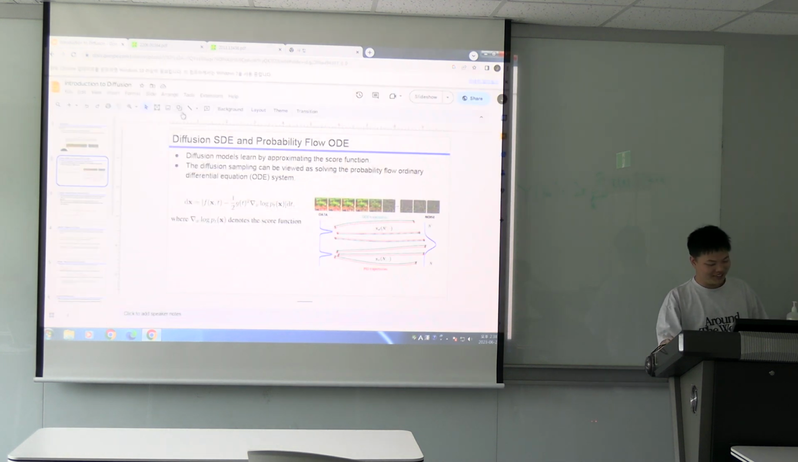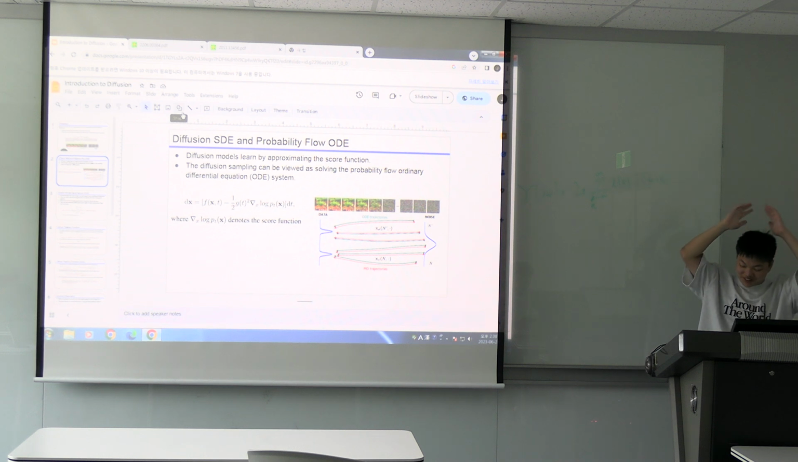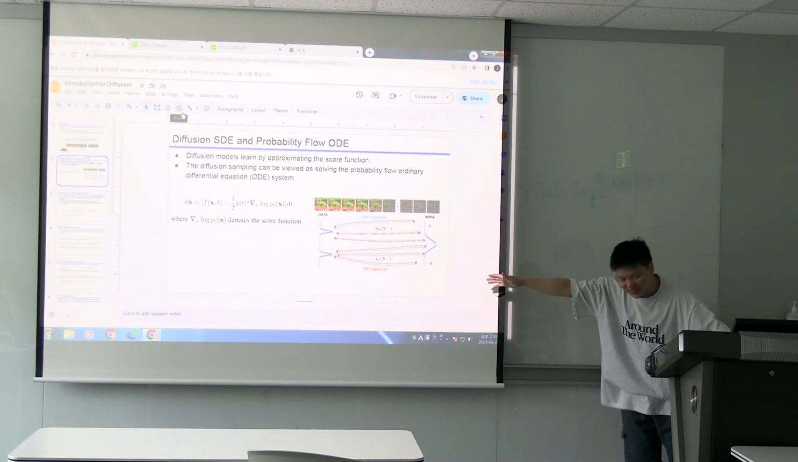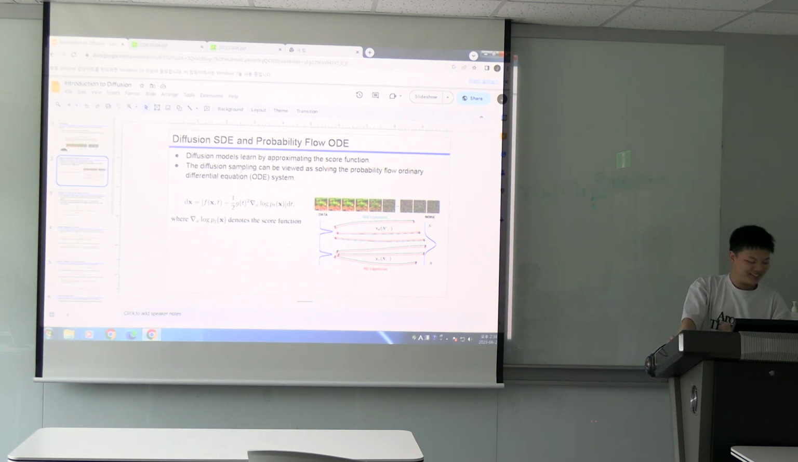Anyways, so diffusion models learn by score matching, right? They approximate this, and once you approximate this, you can essentially model the ODE system. And that's where the iterative process comes in, is solving this ODE system.